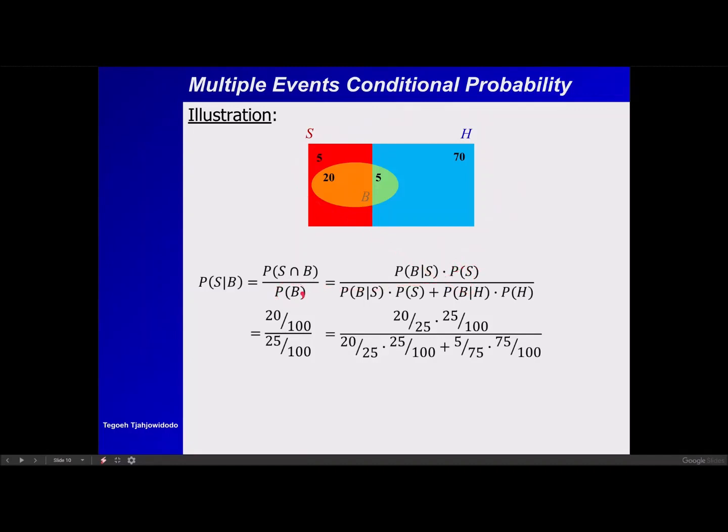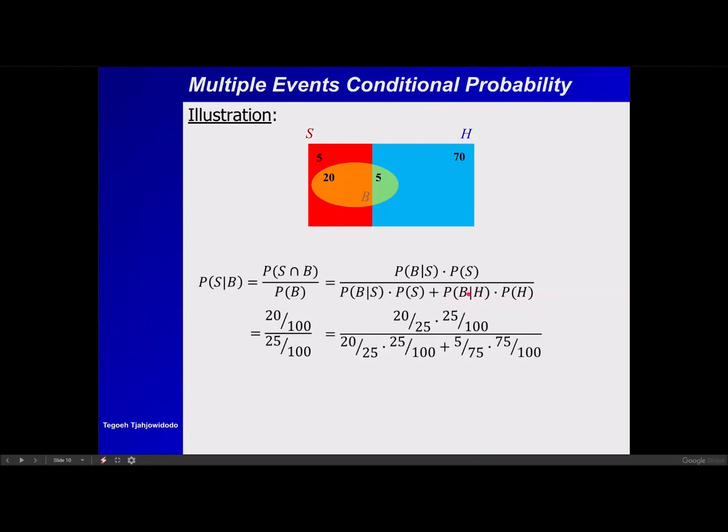Now we calculate probability of B. Probability of B, we can calculate it by calculating the total probability of B, which is equal to probability of B given S times probability of S. This part actually is equal to the numerator part here, which we have calculated before. And the second part here, probability of B given H times probability of H, we can calculate it again here.